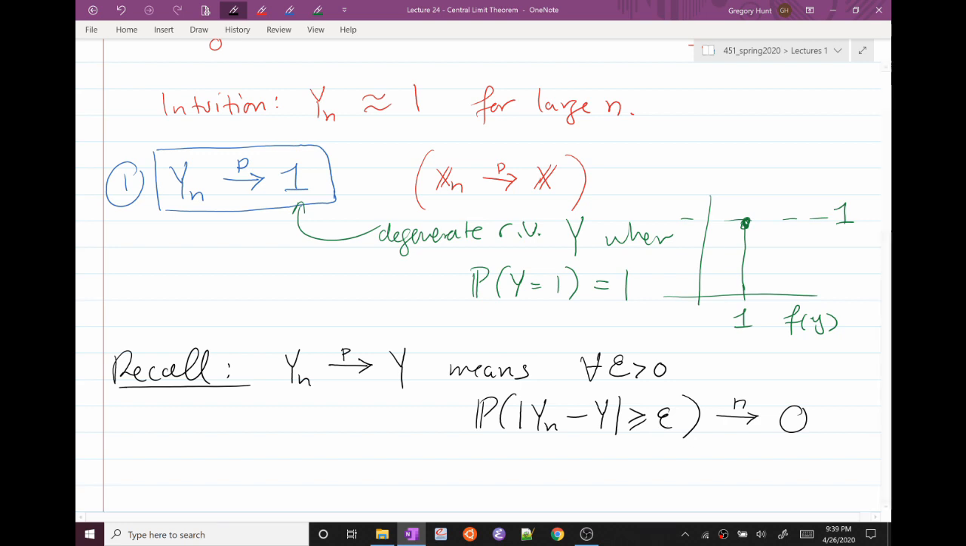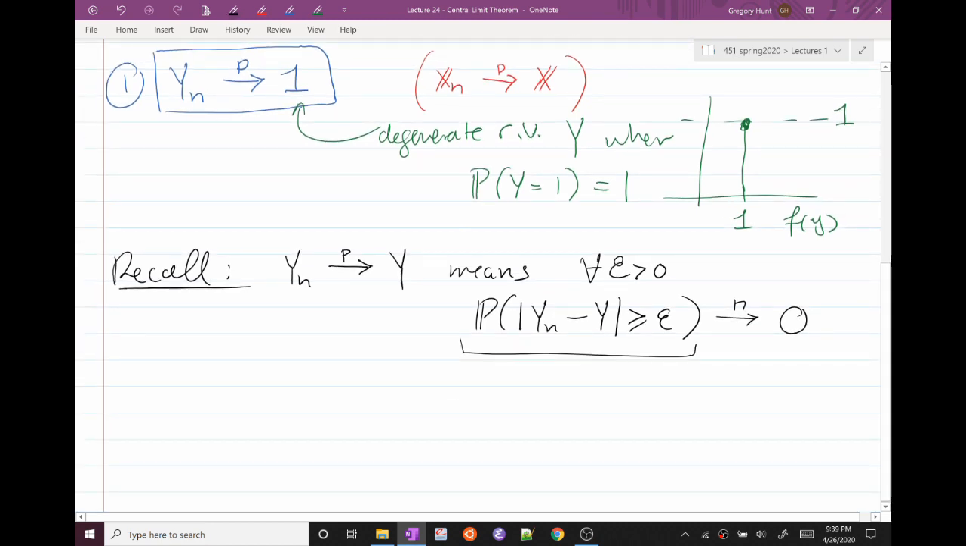So our central item that we want to use when proving convergence in probability is this probability statement: the probability that |Yn - Y| is bigger than or equal to epsilon. You could alternatively show that the probability that it's less than epsilon goes to 1, but this is typically the easier way.